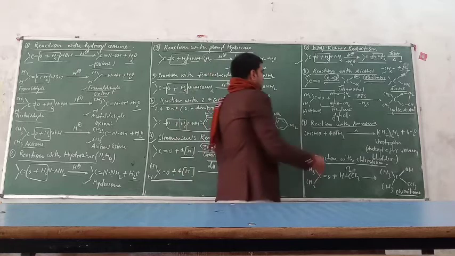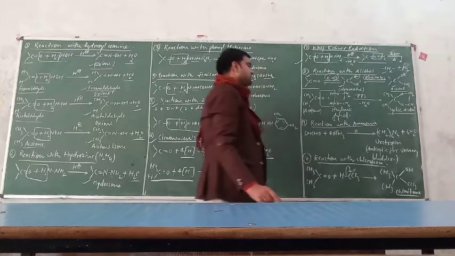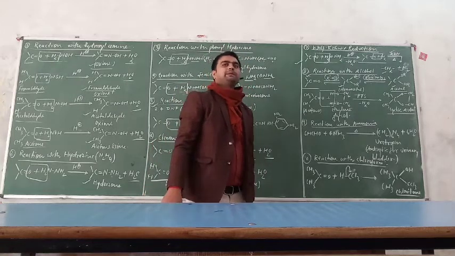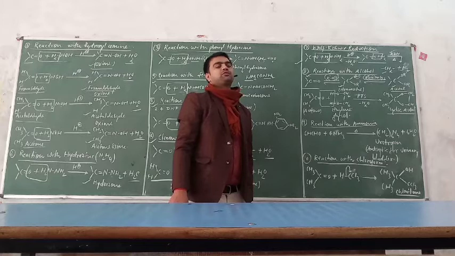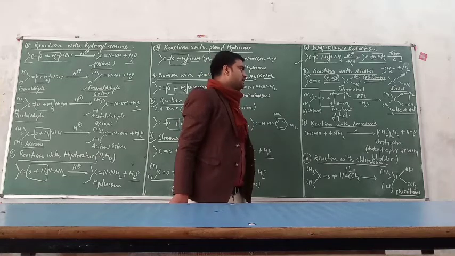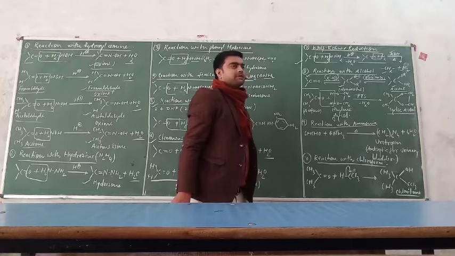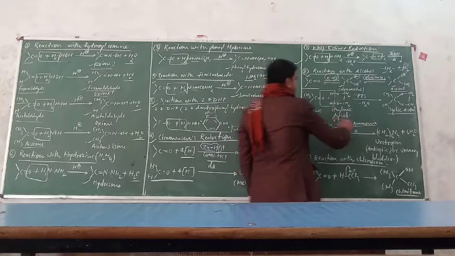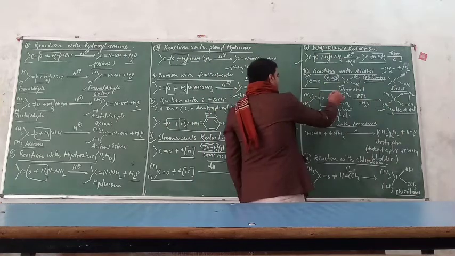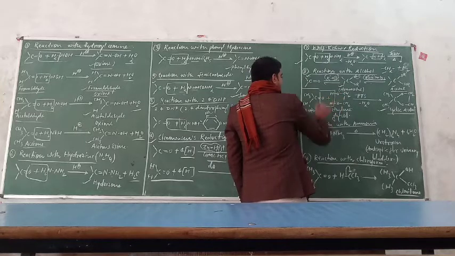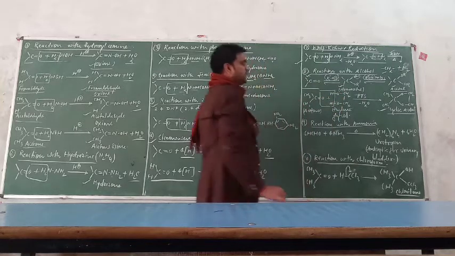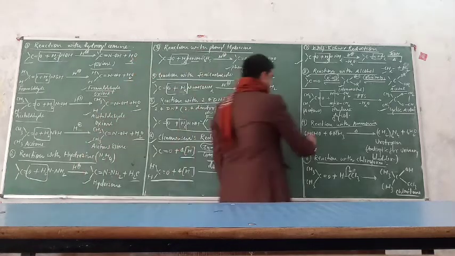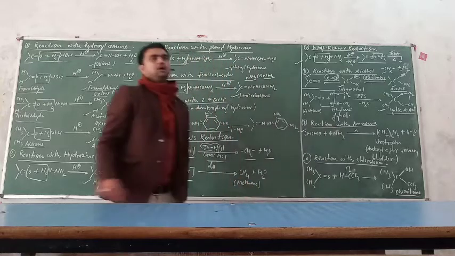Clear? Now the second reaction: when acetone is treated with ethylene glycol in the presence of PTS, the name is para-toluene sulfonic acid. Clear? PTS is the reagent whose name is para-toluene sulfonic acid. And when acetone is treated with ethylene glycol, then cyclic acetal is formed. One of the hydrogens here and the oxygen will form the water molecule, and the corresponding product is known as cyclic acetal. Clear?